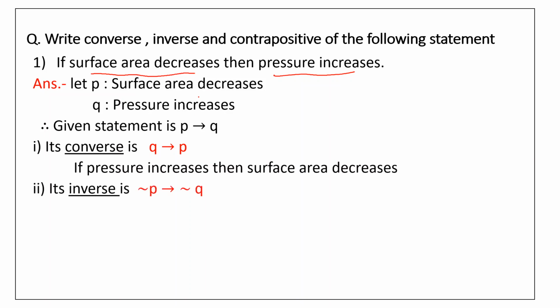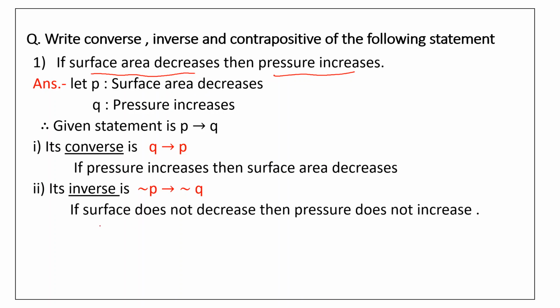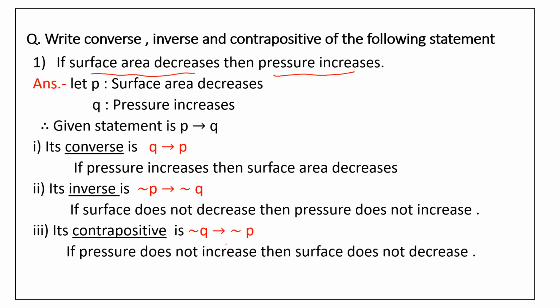Next, the inverse, negation P implies negation Q. If surface area does not decrease, then pressure does not increase. Similarly the contrapositive, negation Q implies negation P. Now reverse this: if pressure does not increase, then surface area does not decrease. So this is very simple. This is very important.